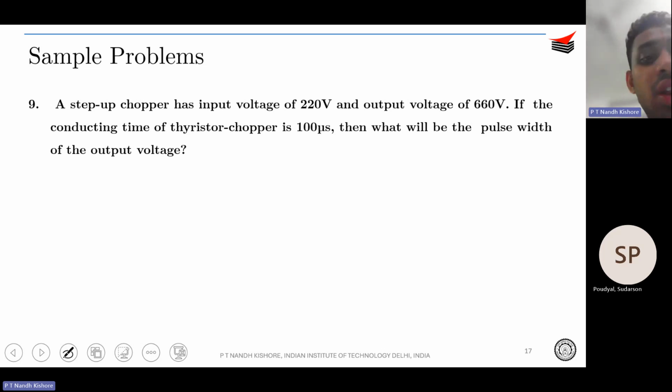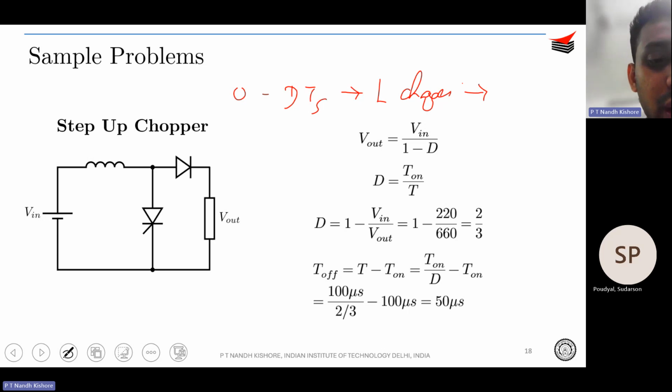So when does the output side get connected to the input side? That's the question they have asked. For what duration does the output voltage get connected to the input voltage? So that duration is obviously T off, right? Because during T on the inductor charges only through the switch.